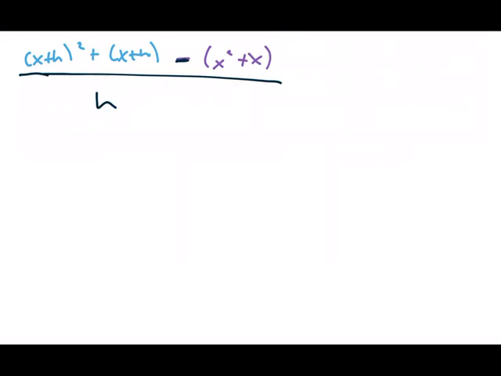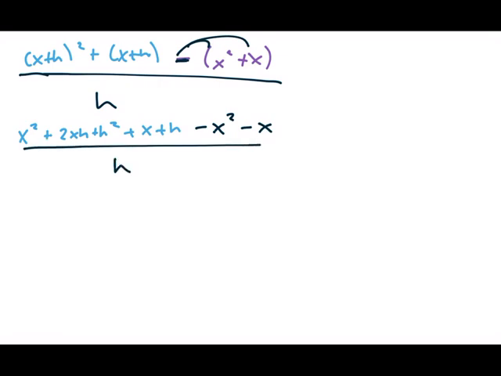Now we're going to simplify in the numerator. So this is a perfect square binomial, which means if I multiplied it out, I would get x squared plus 2xh plus h squared. And then I'm just going to get rid of the parentheses. And then I'm going to distribute this negative sign. And this is all still over h.